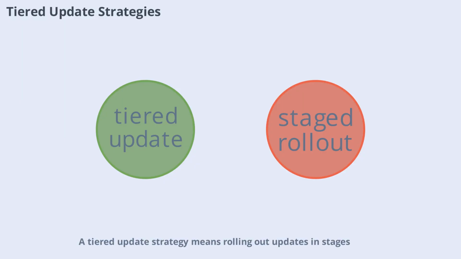A tiered update strategy means rolling out updates in stages, rather than all at once. You might start with a small group of users, monitor for issues, and then gradually expand the rollout. This approach helps you catch problems early and minimize the impact of any bugs. It's a proven way to keep your app stable during major upgrades.